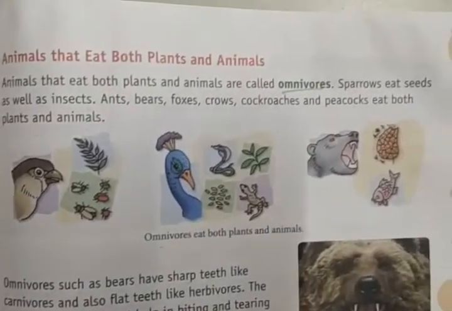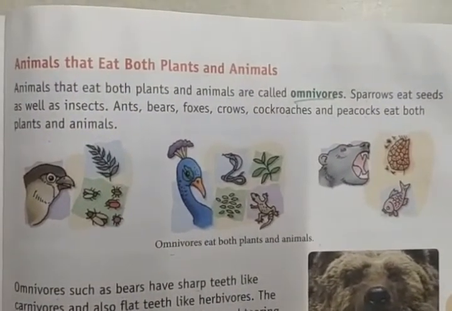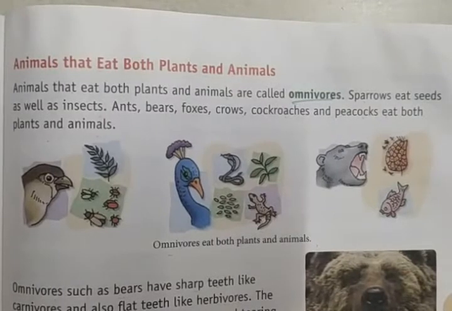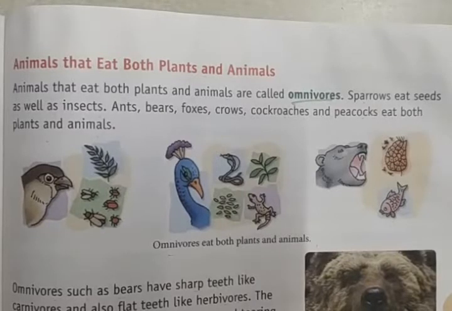Okay, so let's move on. These are called carnivores. They eat only other animals, such as lion, tiger, wolves, owls, and sharks. Okay, these eat the other animals.